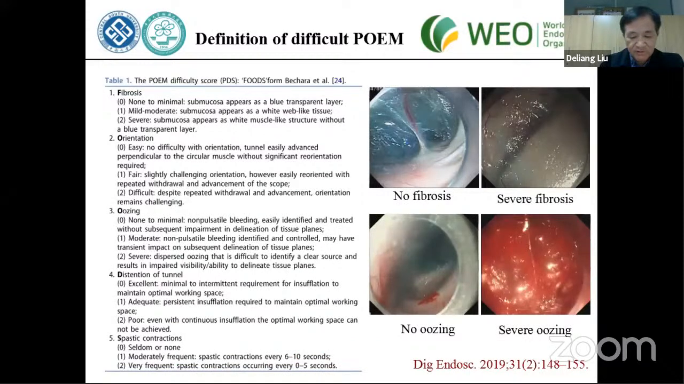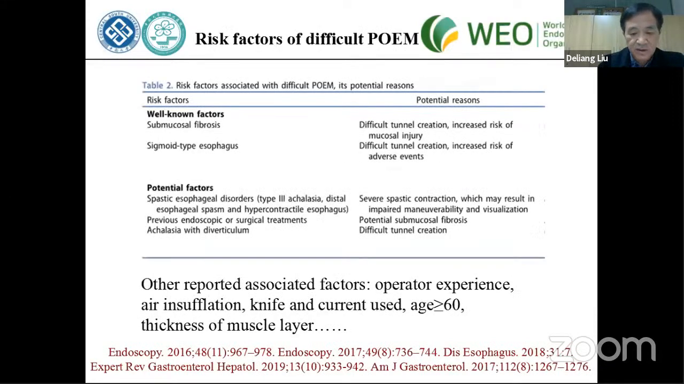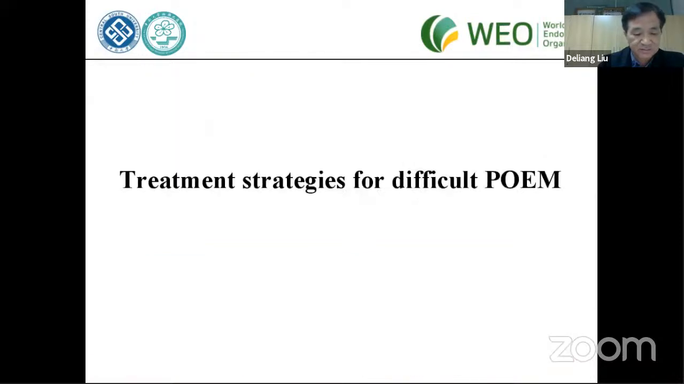Dr. Bechara proposed a further score to evaluate the technical difficulty of POEM. The score contains 5 parameters: fibrosis, orientation, bleeding, dislocation of the tunnel, and spastic contraction. However, these are all intraoperative parameters, therefore not suitable for predicting technical difficulty before POEM. Several studies have reported the risk factors of difficult POEM. The risk factors and potential reasons are listed in the table. Submucosal fibrosis and sigmoid type esophagus are well-known risk factors.